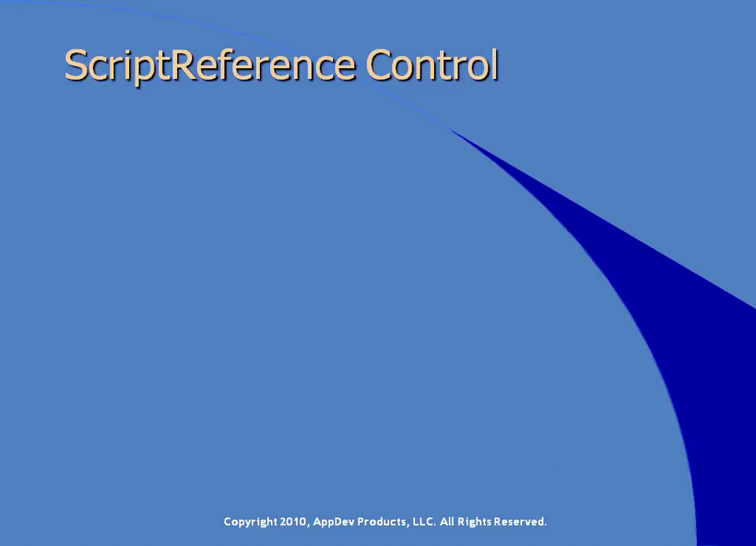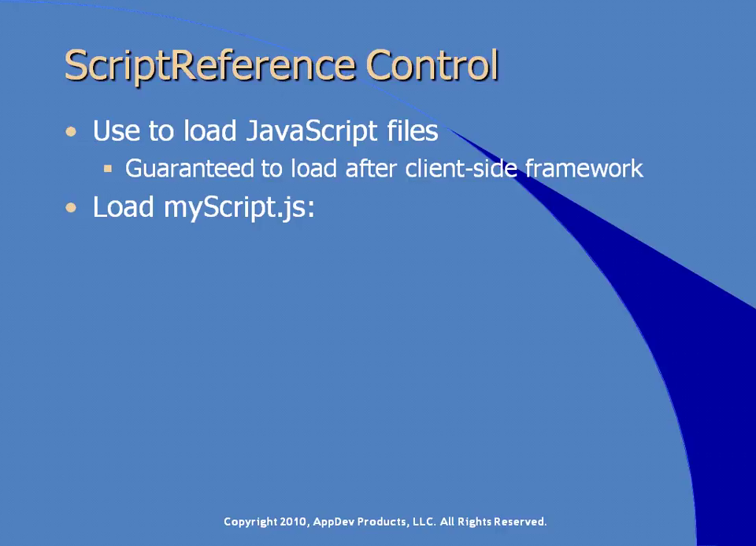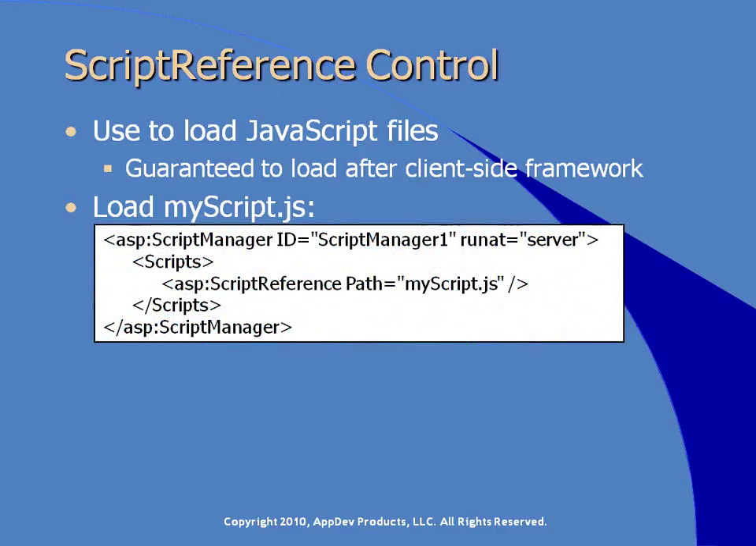Let's talk a little bit more about the script reference control. You should use Script Manager and script references in order to load your custom JavaScript files. At runtime, when the Script Manager downloads and executes JavaScript, it's guaranteed to load after the client-side framework loads. Here's an example of some code that is going to load the myscript.js file using a script reference. So that's all you need to do in order to have the script manager download additional scripts.